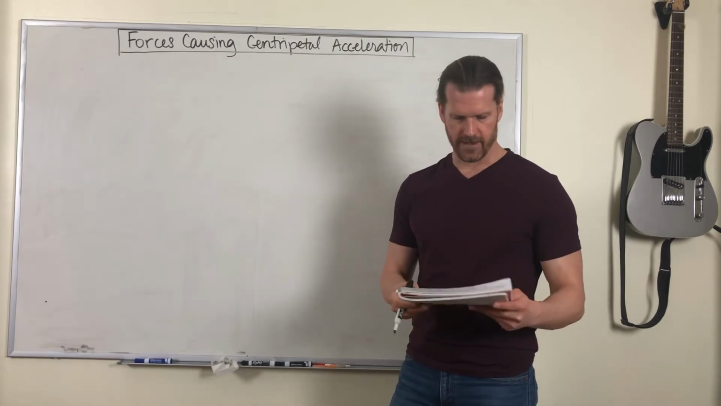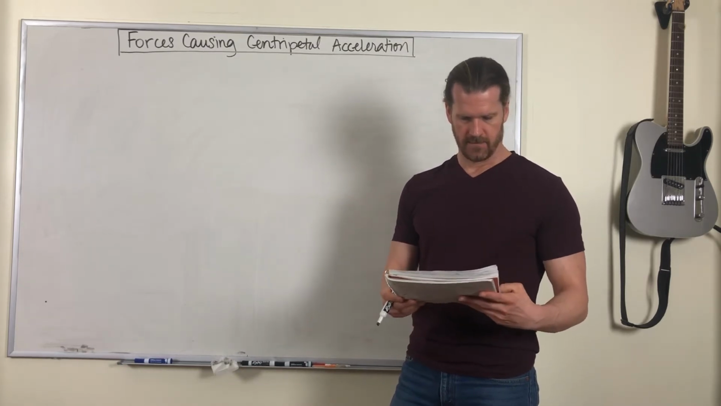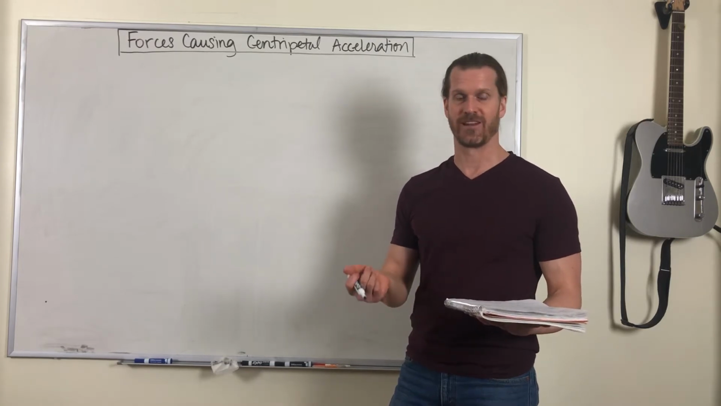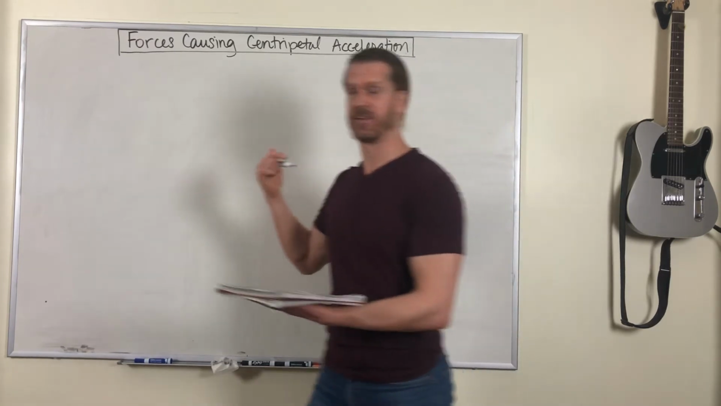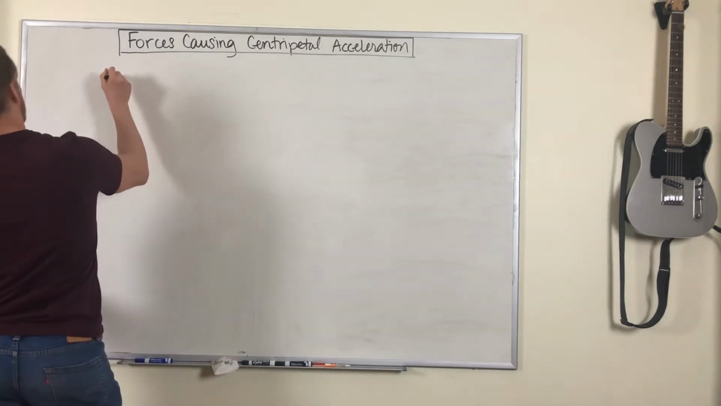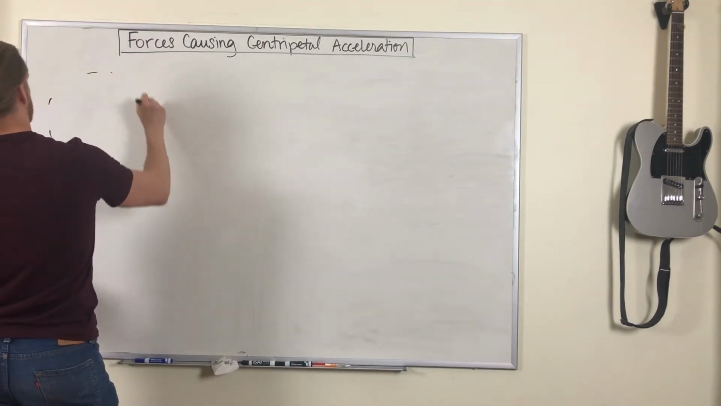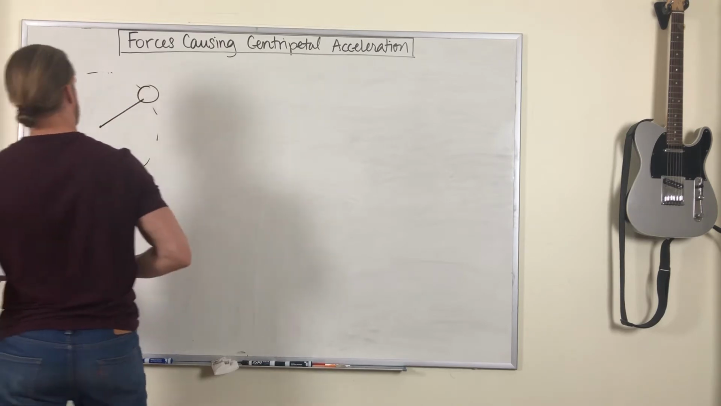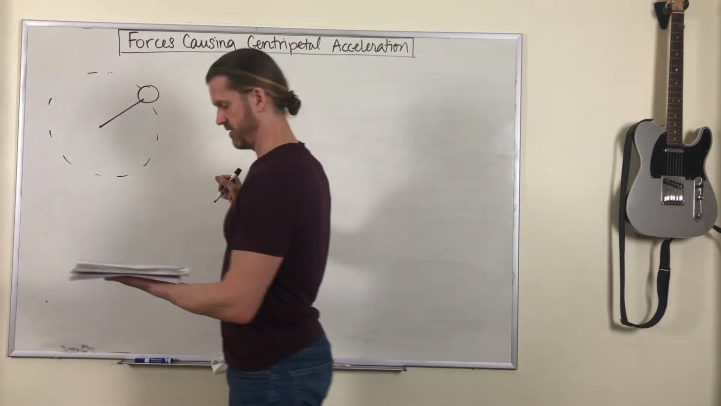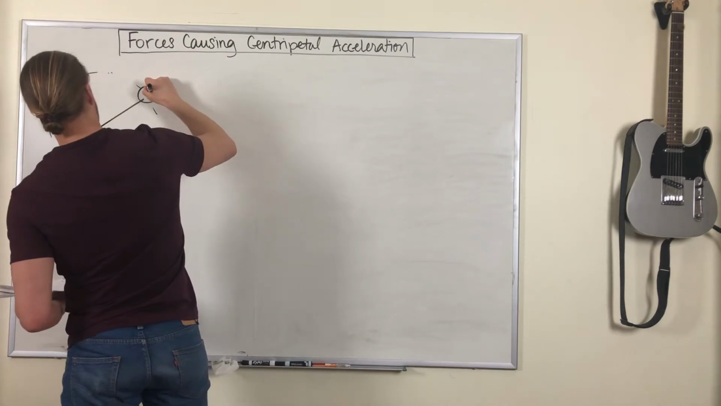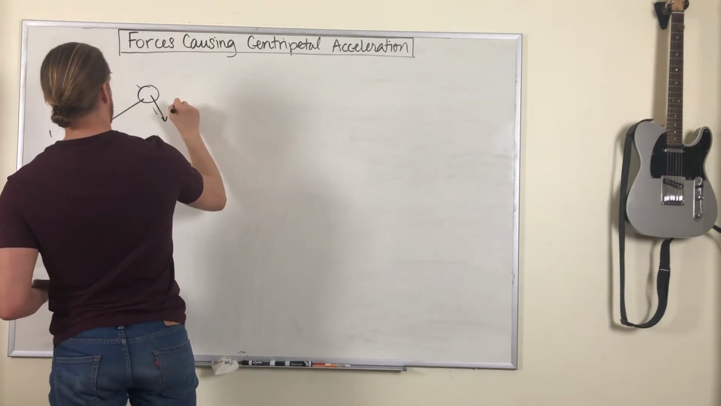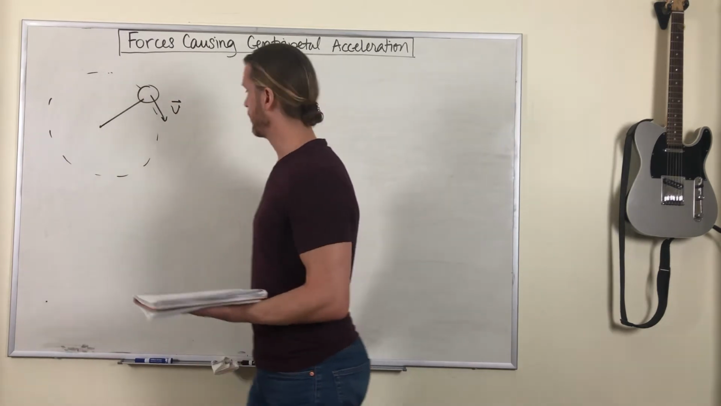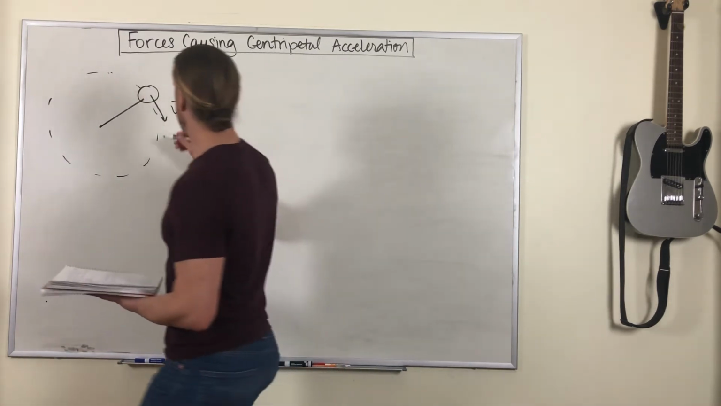So let's look at an example of a ball tied to a string, and you are spinning the ball around in a circle. So here's a circular path, and there's a string tied to a ball, and this ball is spinning around. So at some particular instant, there's its velocity.